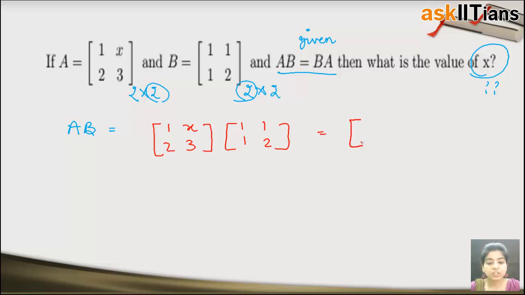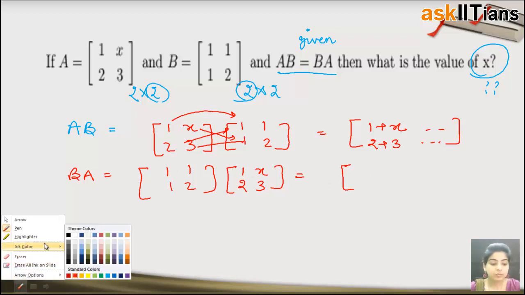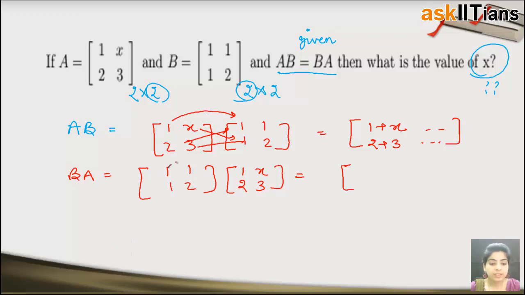So how do we multiply these two matrices? I simply find out 1 plus X. So I get it as 1 plus 6. Then 2 plus 3, 2 plus 3. Similarly, I can find out these. What about BA? So BA is 1, 1, 1, 2, 1, X, 2, 3. So this gives me 1 plus 2, so 3, and similarly I can find out these.